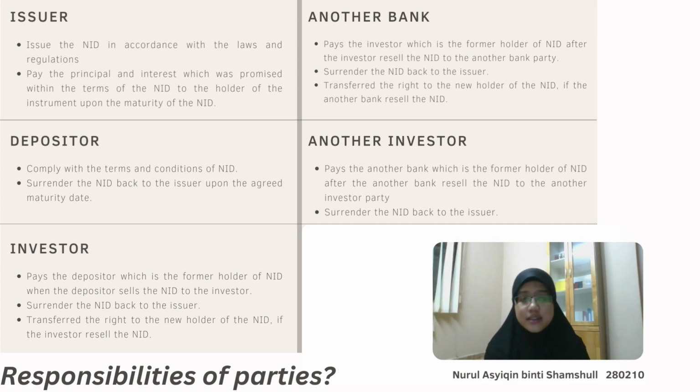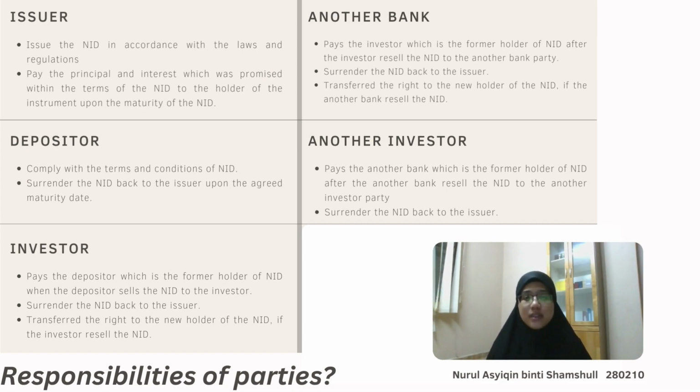Next, for the depositor, the responsibility or obligation of the depositor in NID is to comply with the terms and conditions of the NID which have been discussed with the issuer and accepted by the depositor, such as the principal amount, interest rate, tenor, and maturity date. If the depositor does not comply with the terms and conditions, the issuer has the right to terminate the NID and sue the depositor. The depositor is also responsible to surrender the NID back to the issuer upon the agreed maturity date.